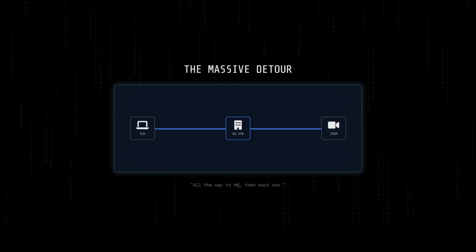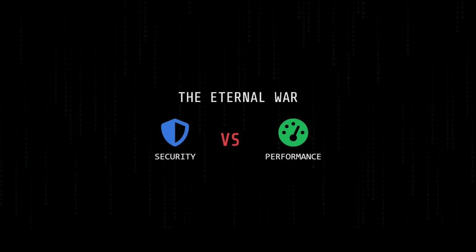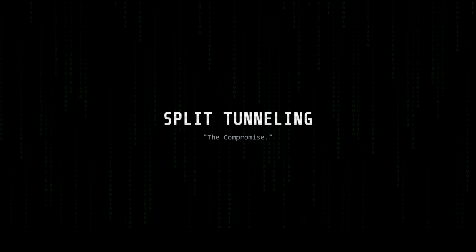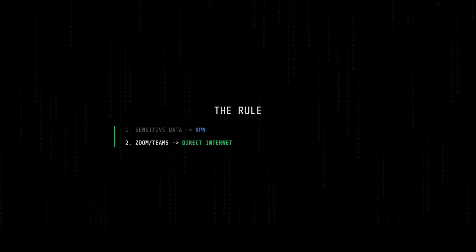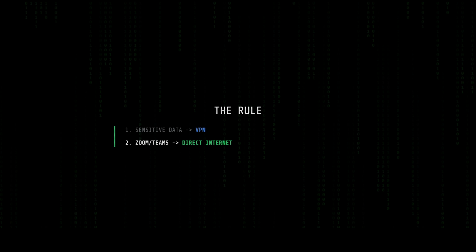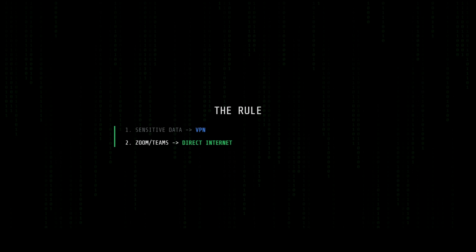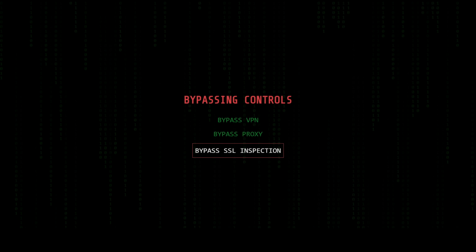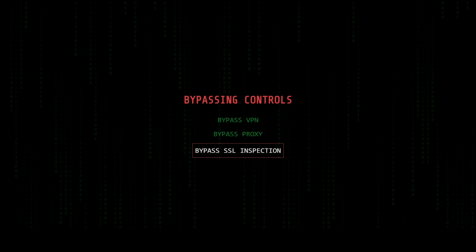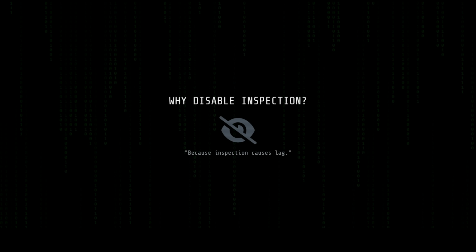Because of this, providers like Microsoft and Zoom explicitly tell IT administrators to change their settings. They recommend using something called split tunneling. Split tunneling is basically a rule that says, send all the sensitive corporate data through the secure VPN, but let the Zoom and Teams traffic go directly to the internet. They recommend bypassing the VPN and, crucially, bypassing proxy servers and SSL inspection. They do this because inspecting encrypted video traffic introduces latency and jitter, which kills the user experience.